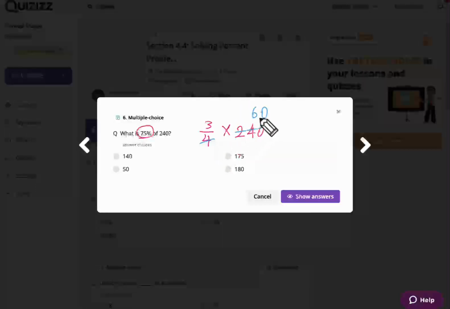Now multiply 60 by 3. 3 times 6 is 18. And we have the 0, so the answer is 180. Yes, 180. Thank you, Karim. Okay, guys, any problems with this question? Okay, let's move to the next one.